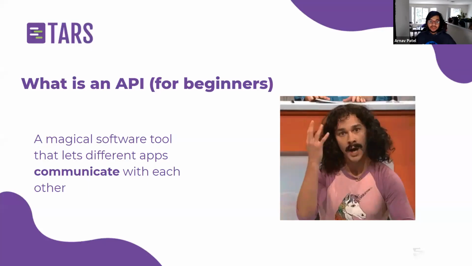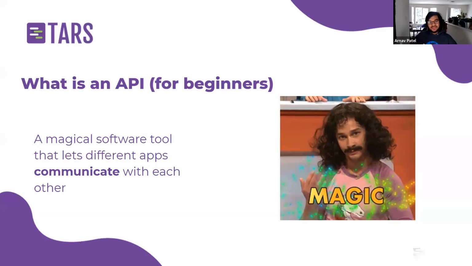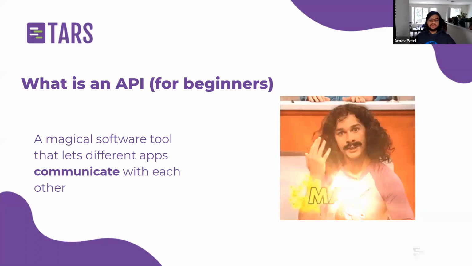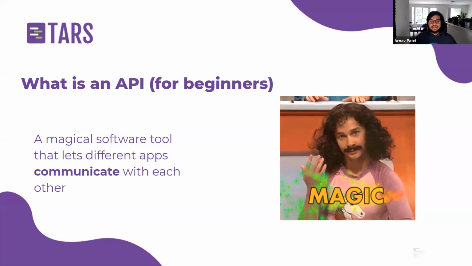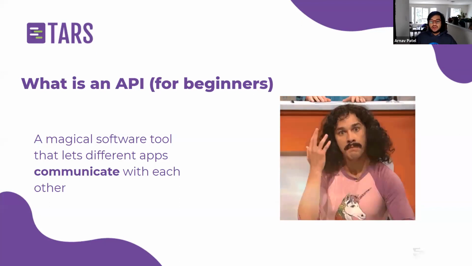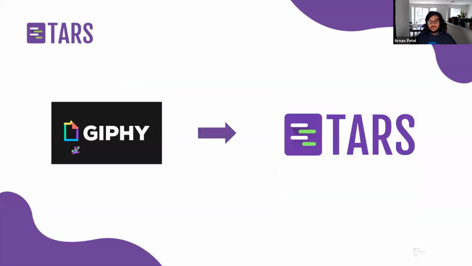So the definition that I came up with, with input from Vineet, was essentially you can think about an API as a magical software tool that lets different apps communicate with each other. So in the case of this webinar, for example, we are having GIPHY communicate with your TARS chatbot. The TARS chatbot is pulling information from GIPHY into your lead generation flow to display GIFs.